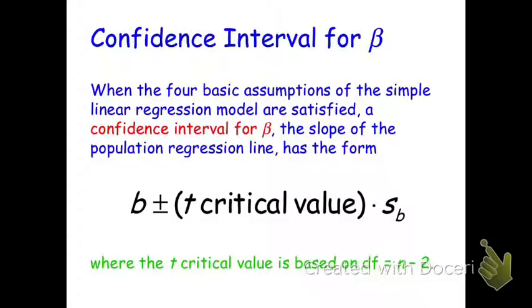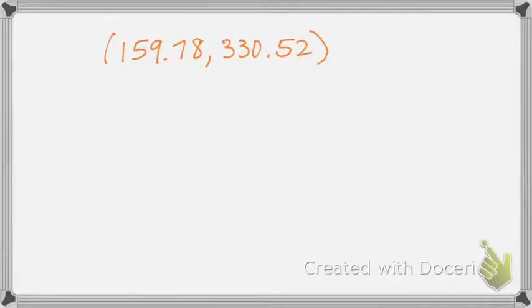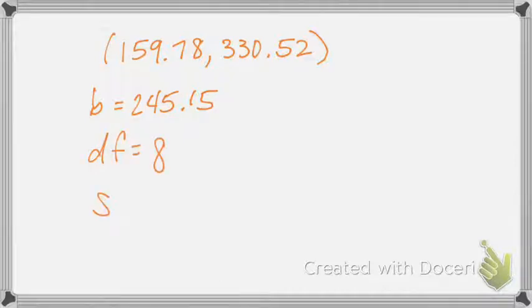So what it has given you so far is your interval, which you should get 159.78, 330.52. It gives you your sample slope, which is 245.15. Gives you your degrees of freedom. It gives you your S. This is your S, like the standard deviation of your slope, because that's the one that's in the formula.